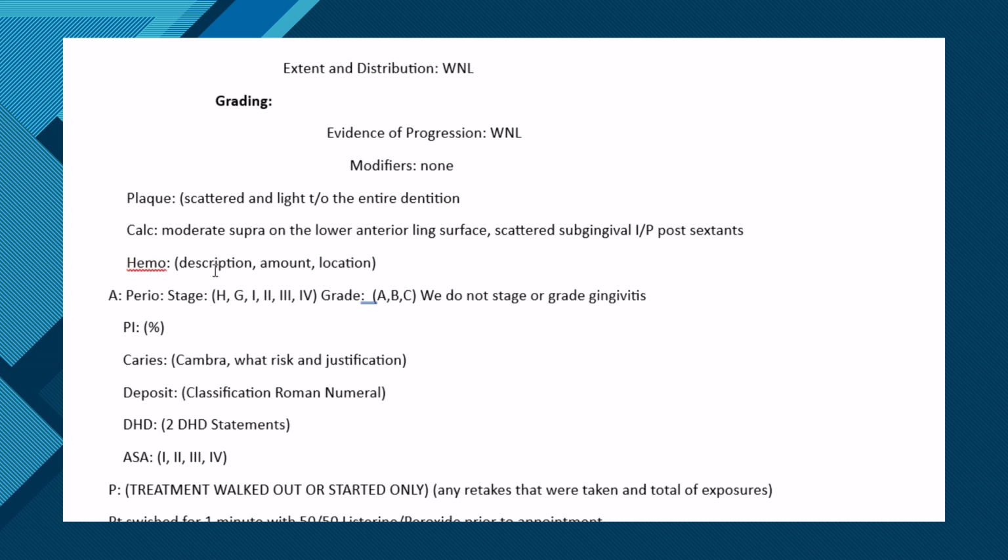For the hemo, it says description, amount, and location. I'm going to go ahead and say that during my probing, it was moderate bleeding, which would make sense because the gum tissue isn't really healthy right now.